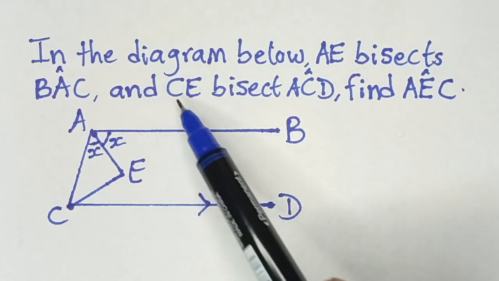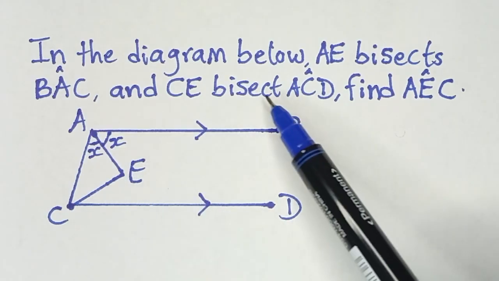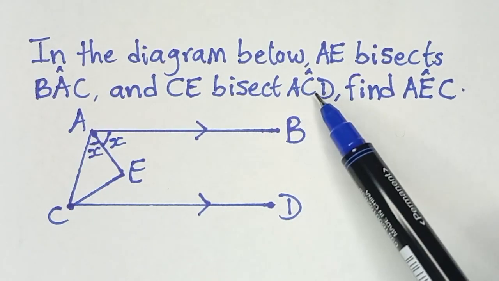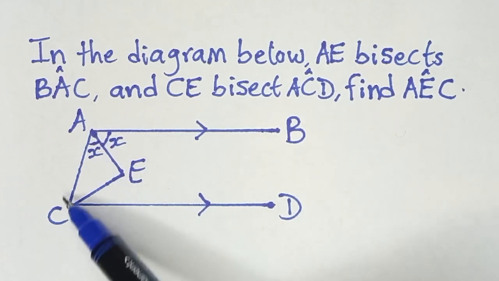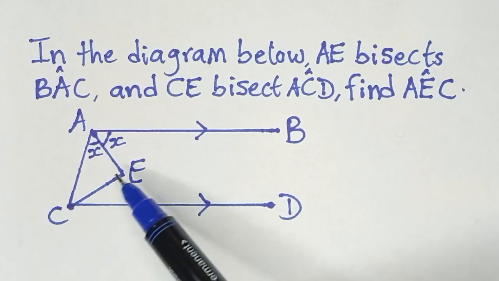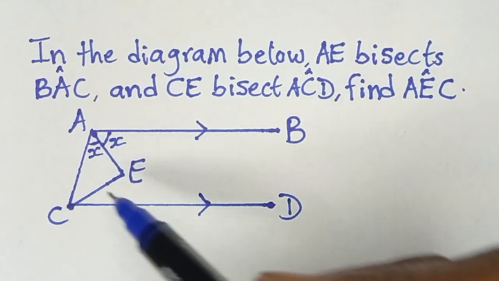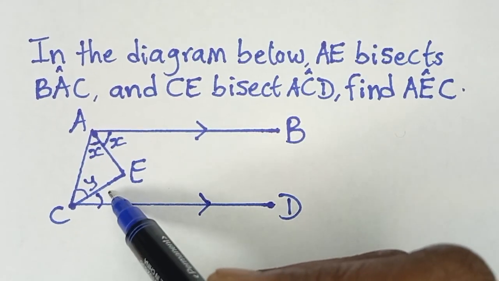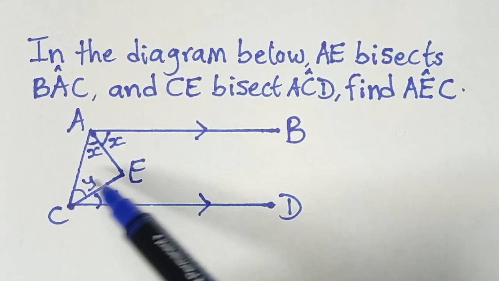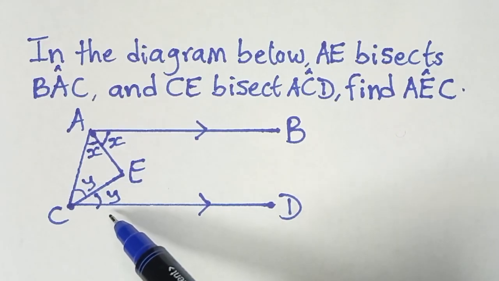We are also told that the line CE has also bisected angle ACD. That is the whole of this angle, and this line CE is bisecting it, that means dividing it into two equal parts. So if we call this angle y, for example, this angle will also be y, because this line here is dividing it into two equal parts. So that is the special method we have to apply here.